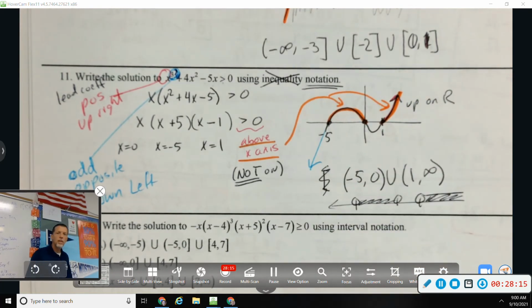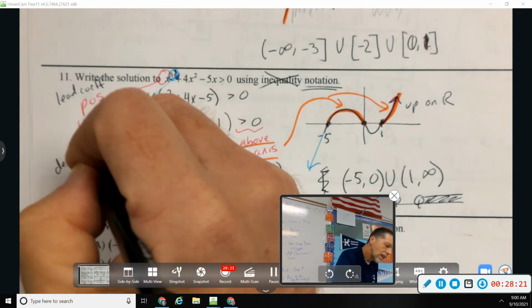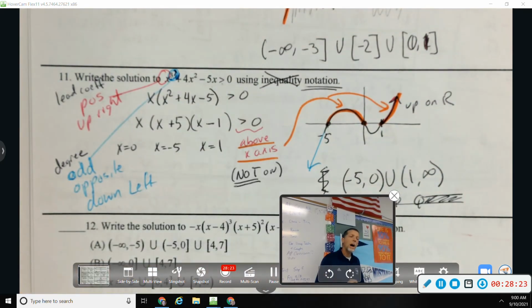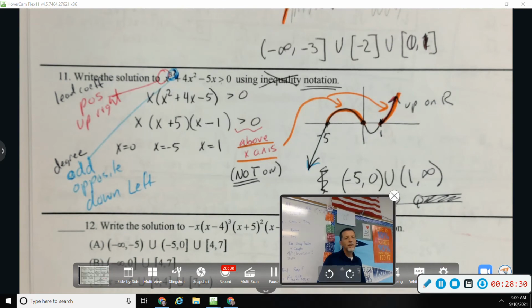And then because the degree is odd, that means it's doing the opposite on the left. So down on the left. And then there's only one way to connect the dots after that.